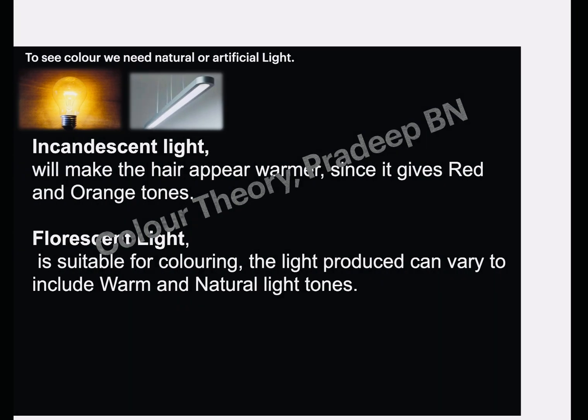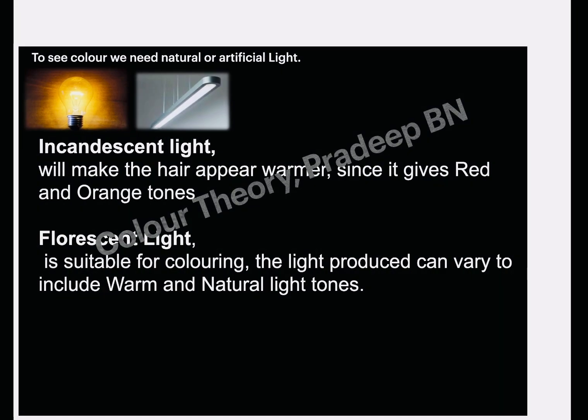So let's see. We have two different types of light. That is, one is natural light and one is artificial light. Natural light is nothing but the sunlight. When it comes to artificial light, we have incandescent light, the yellow one, and the fluorescent light, the white one. After coloring the hair and setting the hair, you can use the incandescent light if you have done the warm colors, and you can use the fluorescent light if you have done the cool colors.